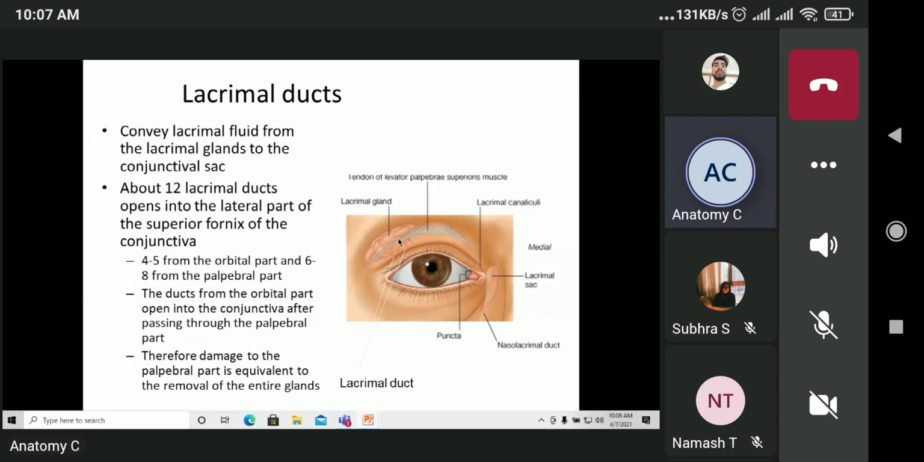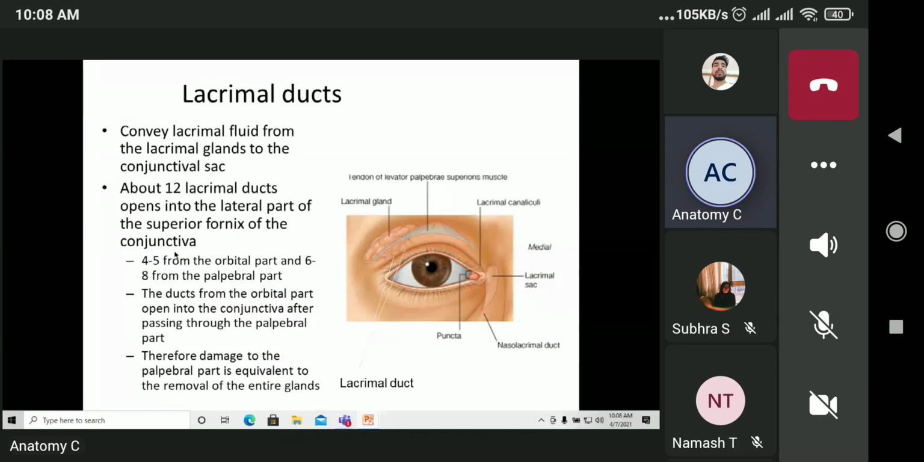From here, fluid will come from the gland to the conjunctival sac by these ducts. There are about 12 lacrimal ducts, small ducts, and these 12 lacrimal ducts open in the lateral part of the superior fornix of the conjunctiva. In the superior fornix of the conjunctiva, they will open.